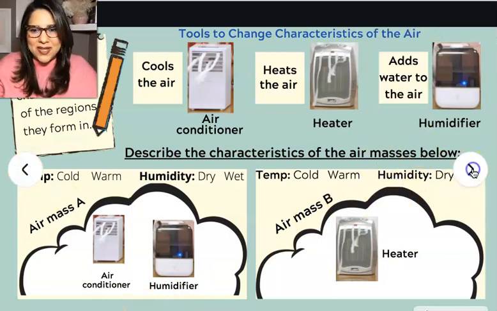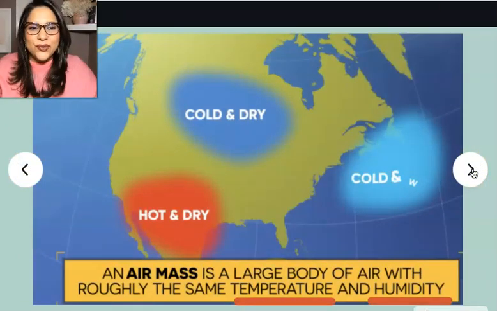So let's quickly review what we've learned so far. We know, based on the previous activity, that an air mass is a large body of air with roughly the same temperature and humidity.